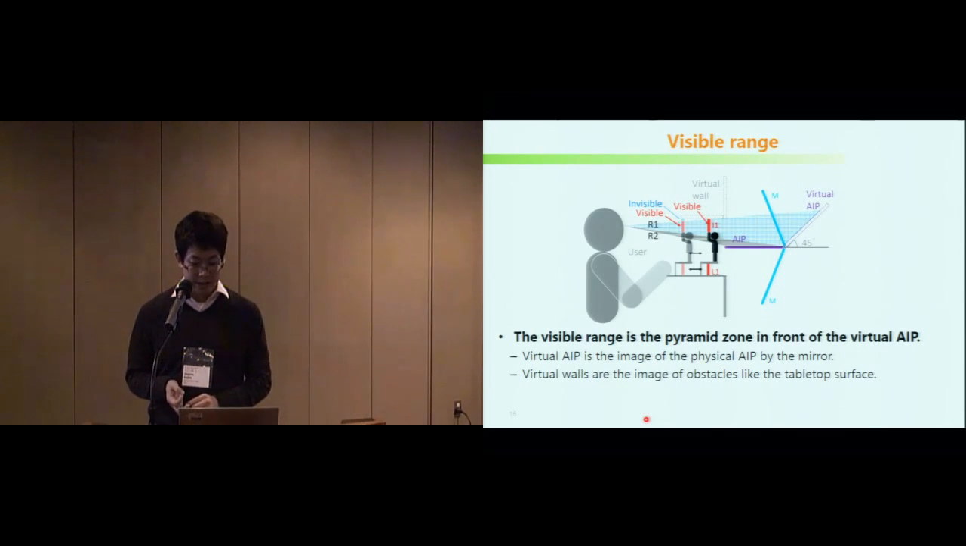The visual range of this anchored image is a pyramid-shaped zone in front of the virtual AIP. Virtual AIP is the virtual image of the physical AIP by the mirror. The visual range is suitable for the moving mirror image anchored to the physical object.